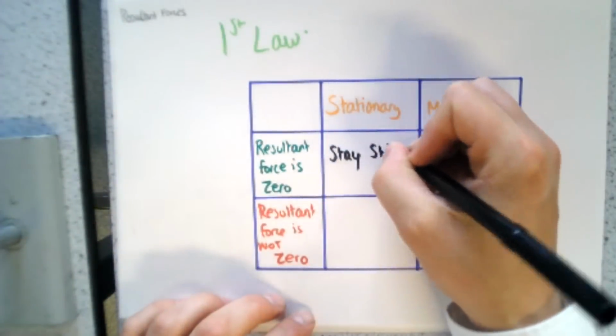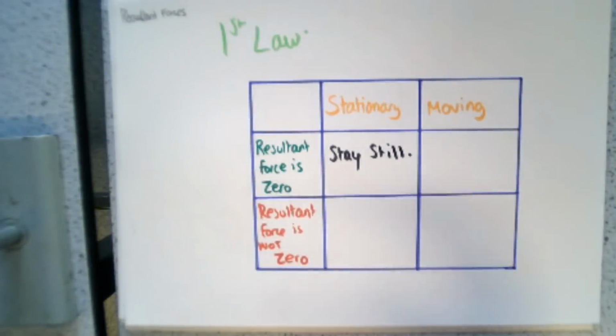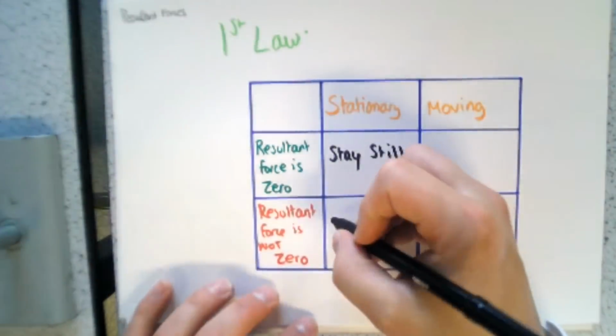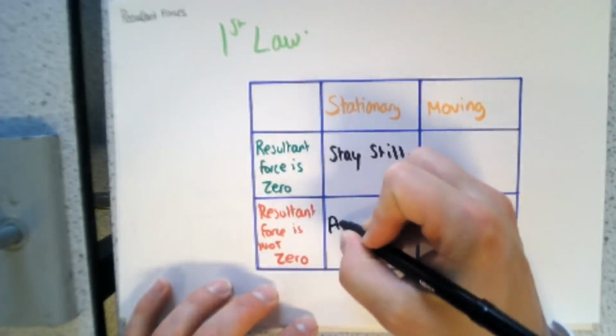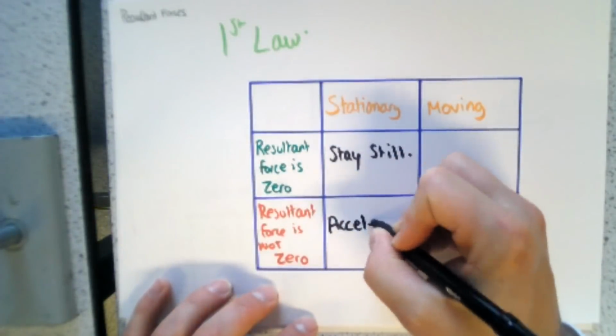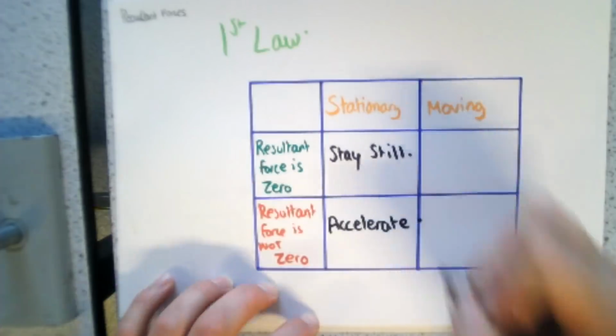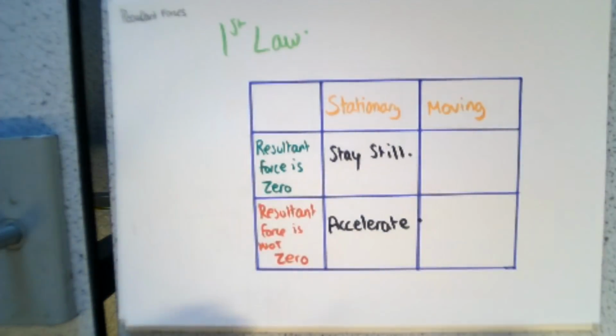It will not move. If you've got a stationary object and the resultant force is not 0, so for example, the amount of push force from the engine of a car is greater than the resistive force, so you basically take away, get a number, the object will accelerate or speed up, because you're going from standing still and you're getting faster.